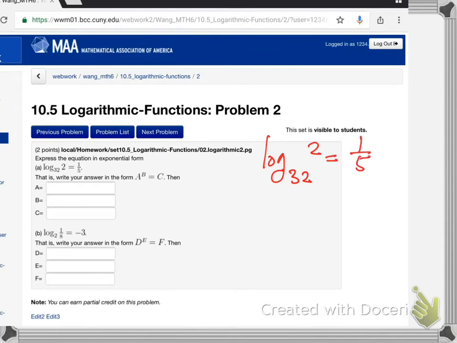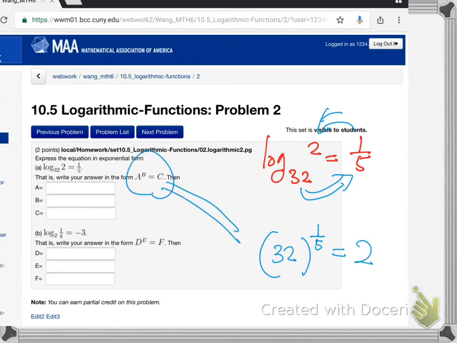So now let's draw the circle, from the base to the other side of the equation, and then go back to number 2. The corresponding exponential form should be 32 to the 1 over 5's power is 2. So what's the ABC here? A should be 32, B is 1 over 5, and C is 2. So the only thing you need is the definition. So next example.